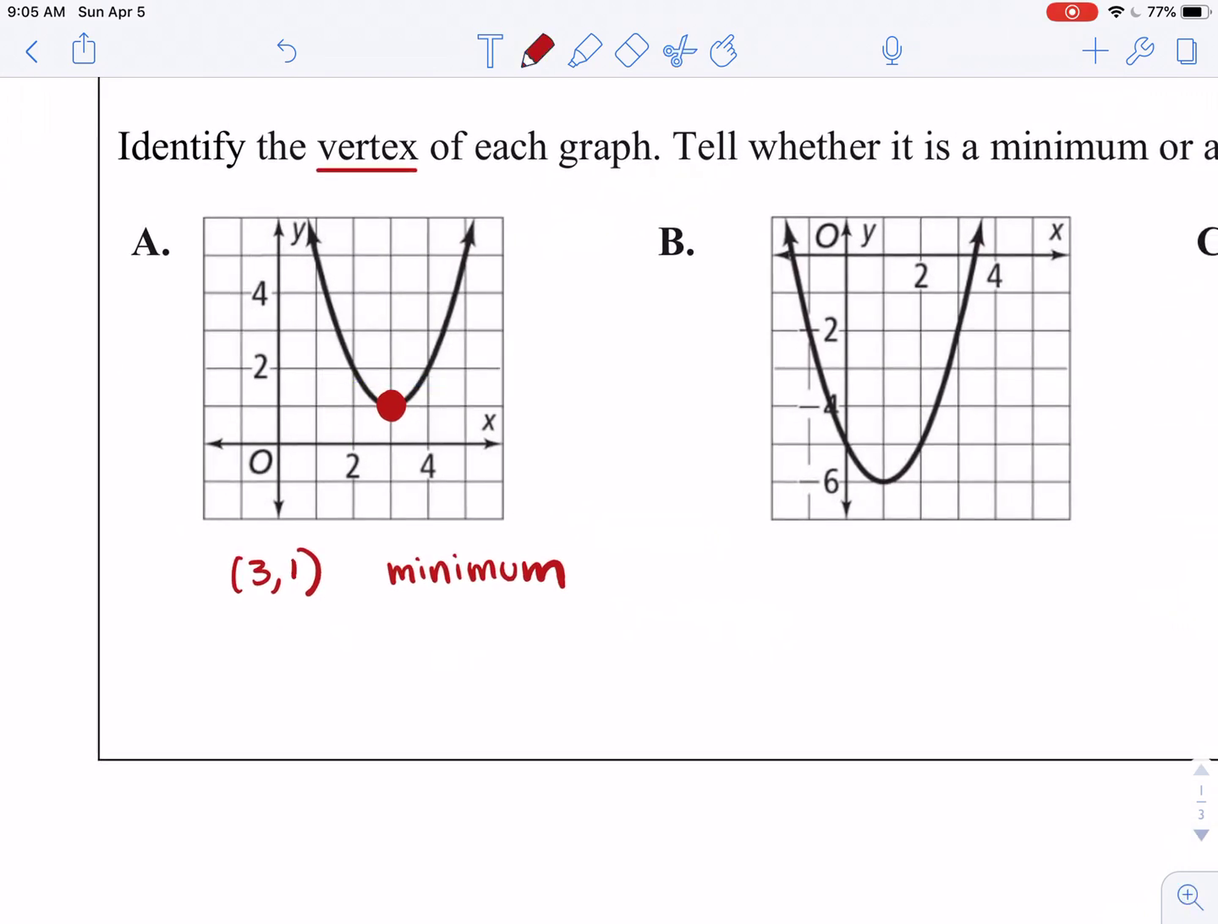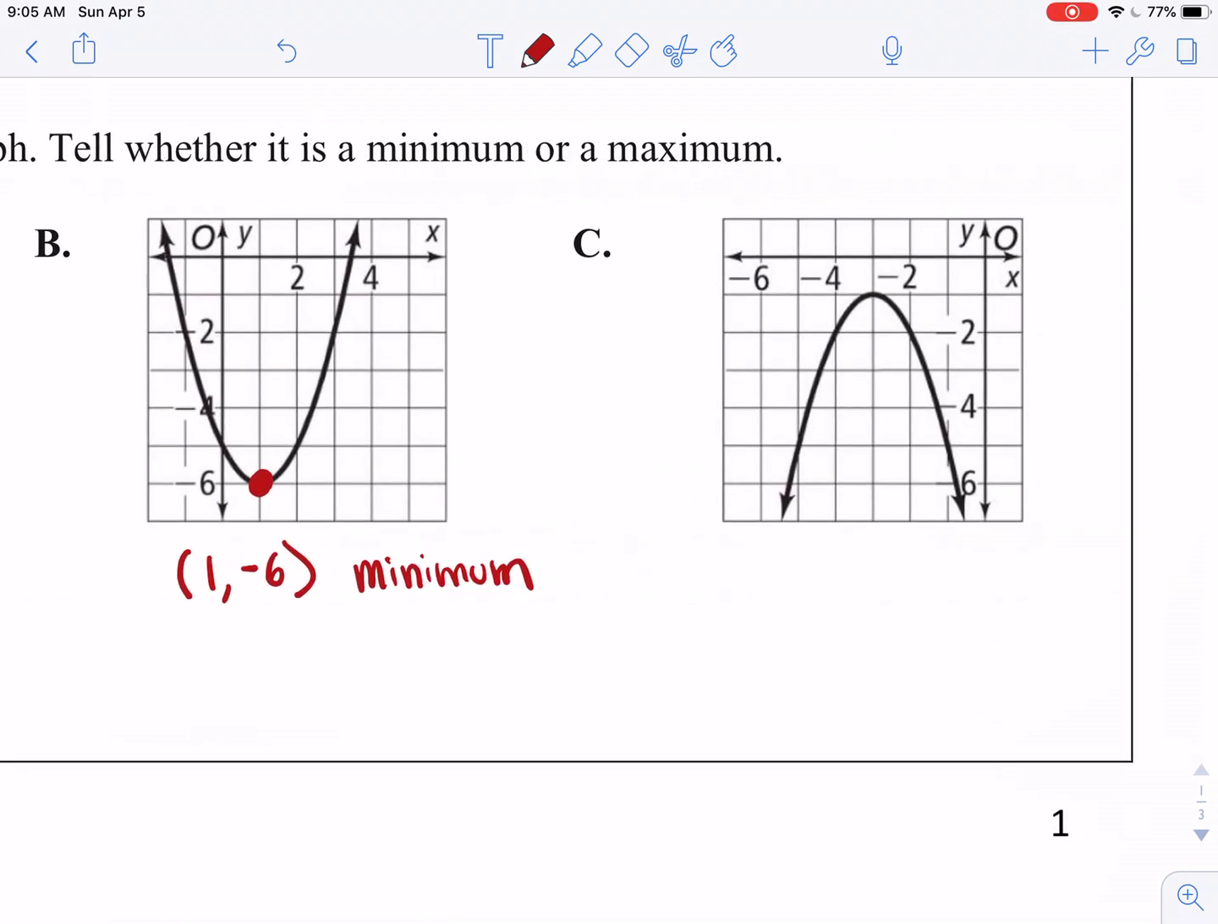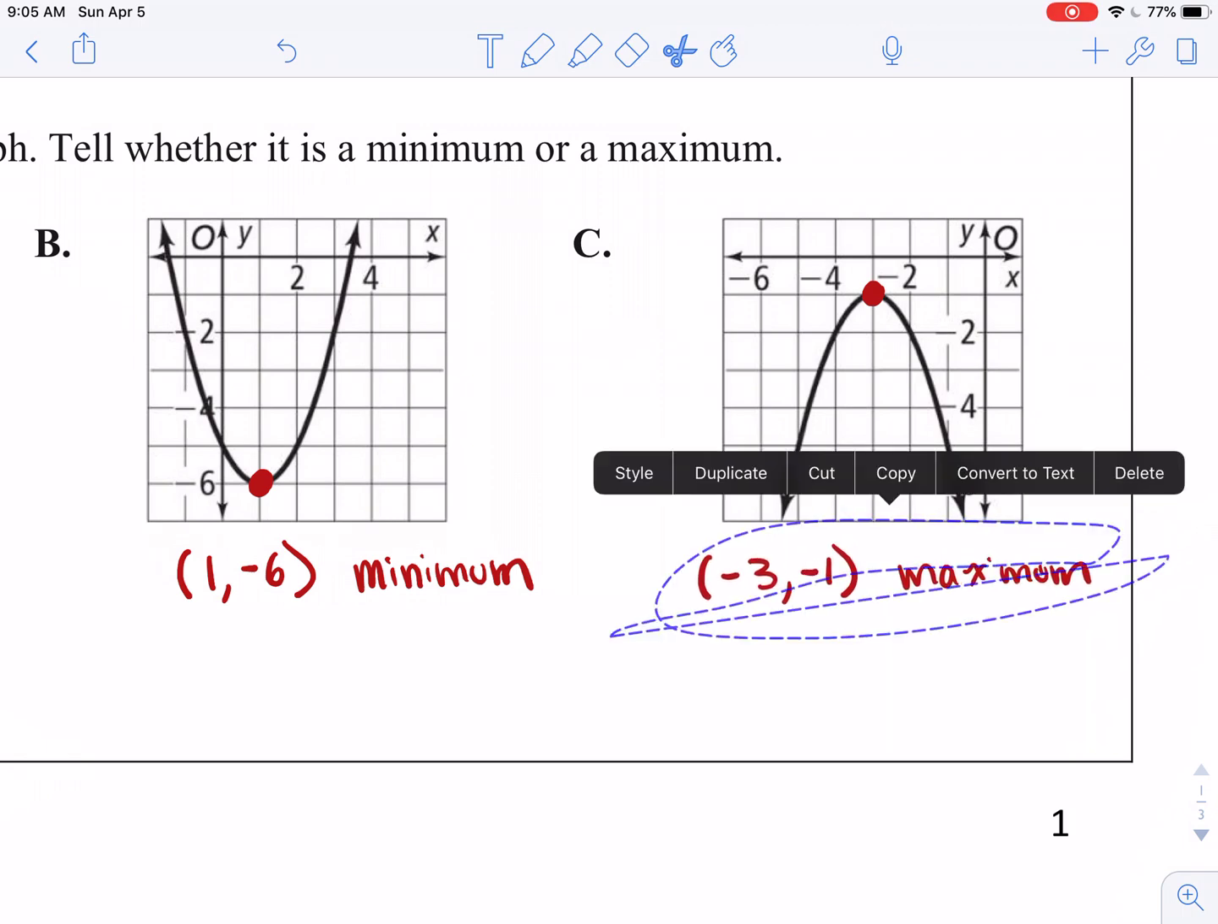Now B, our vertex, is down here. This is at the point 1, -6, and this is also a minimum. On graph C, our vertex is right here. That is at the point -3, -1, and this one is a maximum. It's a maximum because that is the highest point on our graph.